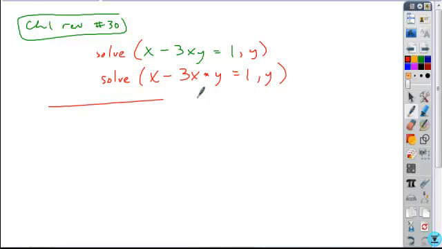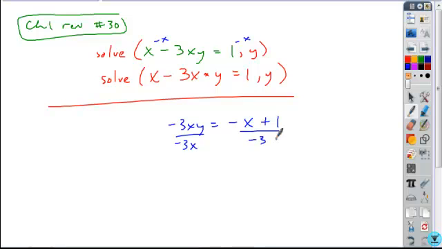And now, if you're going to solve this by hand, what we need to do here is isolate our y. So if we isolate the y, that means we add or subtract an x from both sides. So negative x plus 1. Okay, so if we subtract an x from both sides here, and I just moved it to the front, and then divide both sides by a negative 3x, that's going to isolate our y.